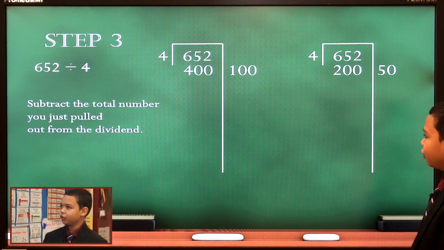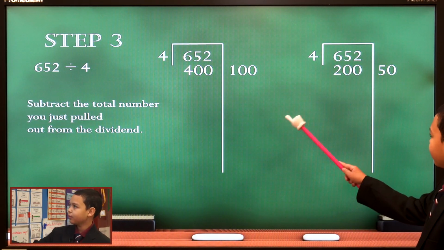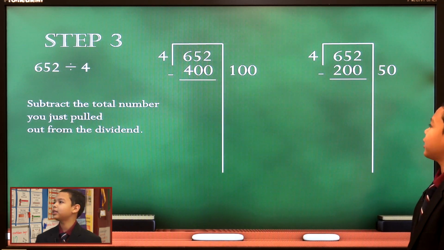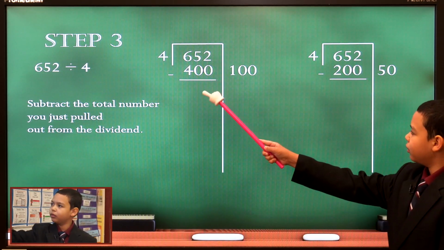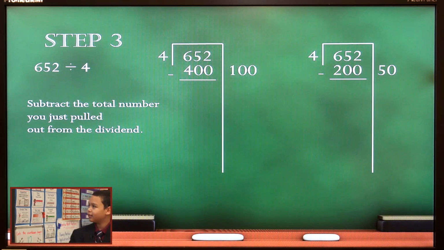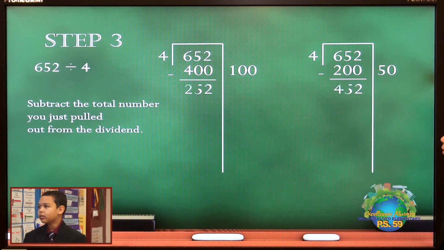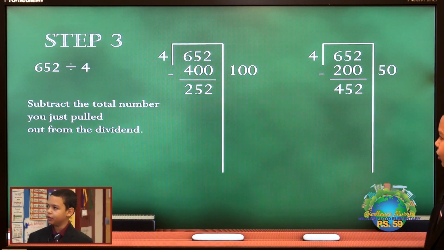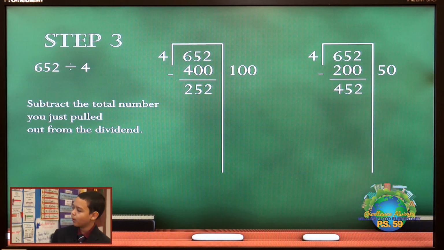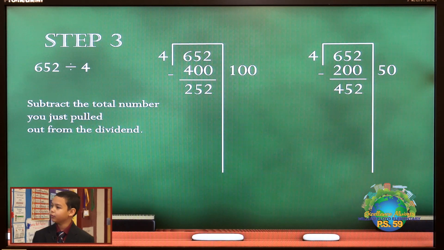Subtract the total number you just pulled out from the dividend. So on this side, it will be 652 minus 400 and 652 minus 200. The problem on the left will give you 252. The problem on the right would give you 452.